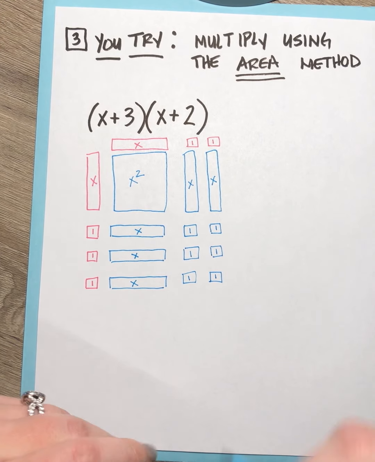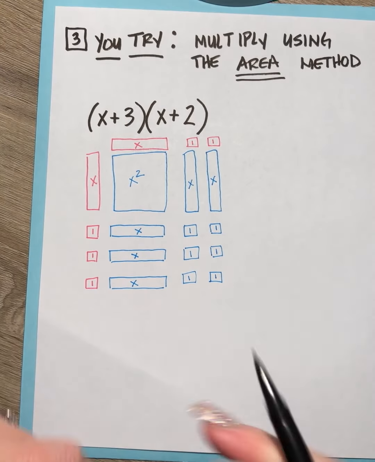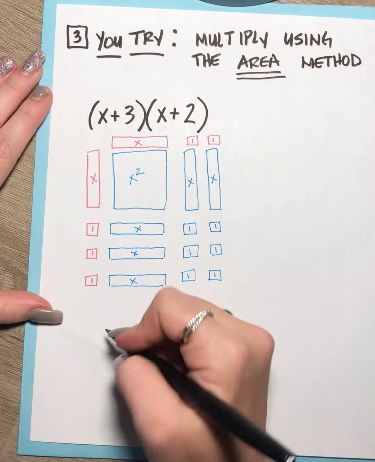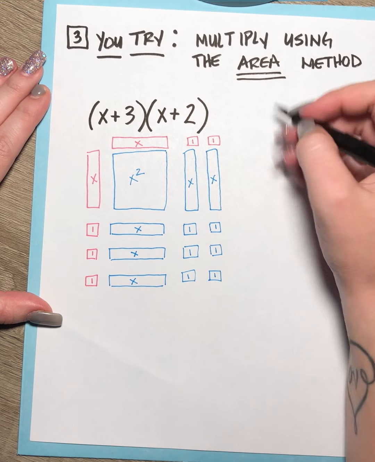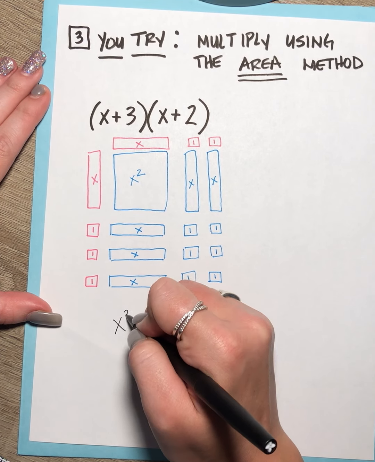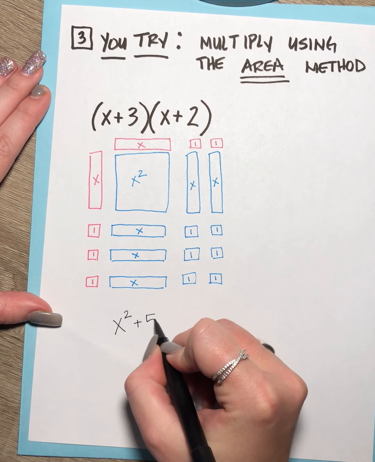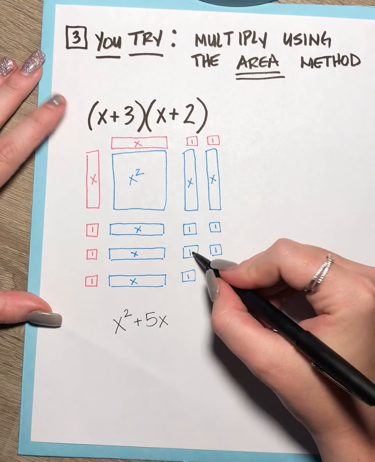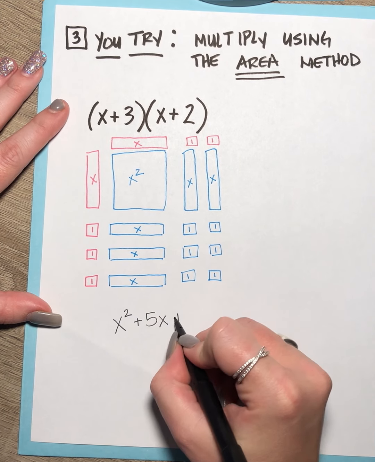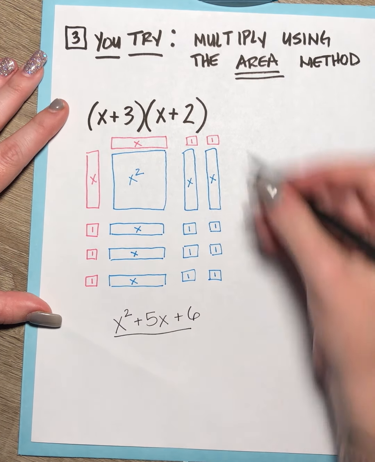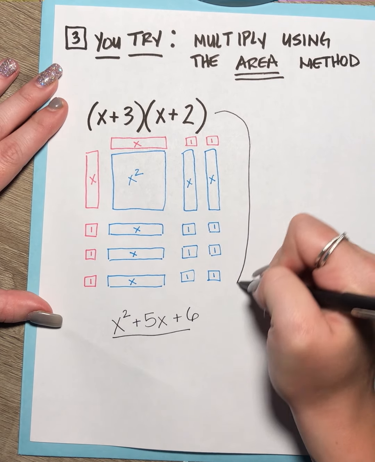So you should have then got, we have 1 x squared, so put it here, x squared. We have 1, 2, 3, 4, 5 x's. We have 1, 2, 3, 4, 5, 6 1s, so plus 6. So when you multiply those, you get this.